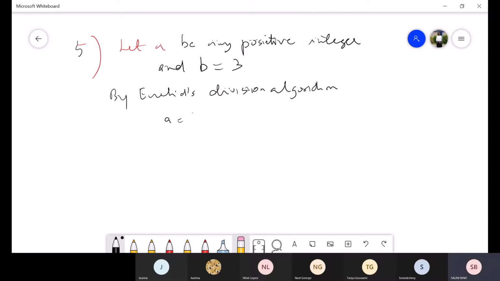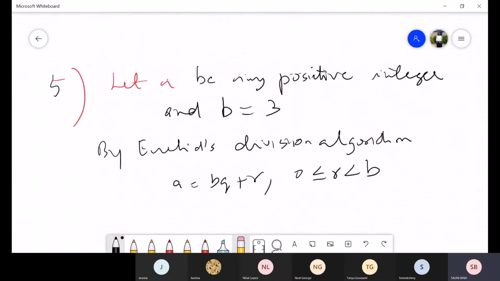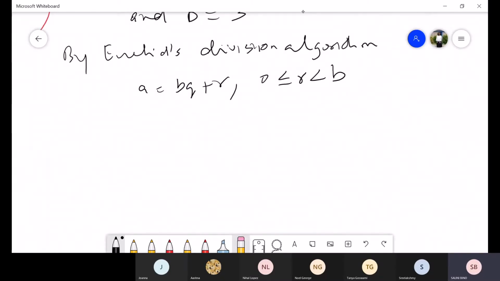we have a equal to bq plus r, where 0 is less than or equal to r, which is less than b. And here we have taken b as 3. Now I'll tell you why. So what will be a then? We'll write the value of r will be 0, 1 and 2. So a will be 3q, or 3q plus 1, or 3q plus 2. We have given the remainders, r equal to 0, r equal to 1, r equal to 2.